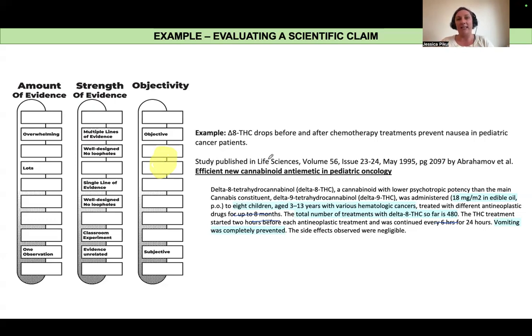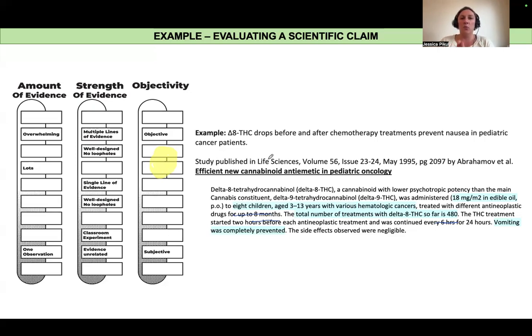We could look at the back and see how it was funded, and most likely it's going to be an NIH, National Institutes of Health grant, and so not tied to a commercial entity. And I did put that on here, I apologize. Now let's look at the amount of evidence and the strength of the evidence.